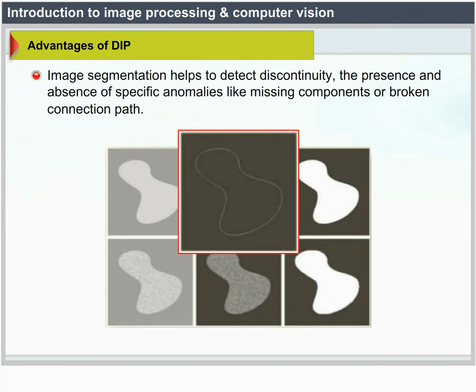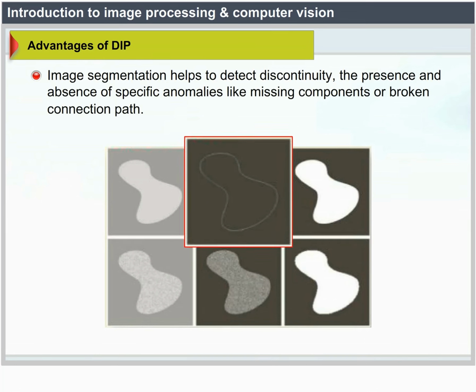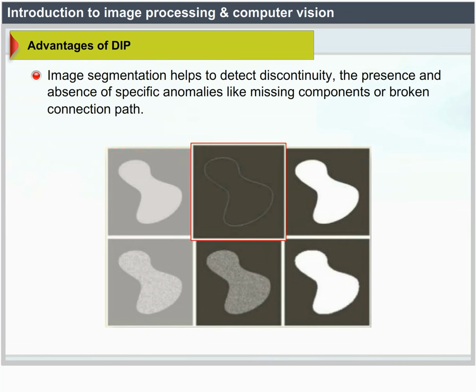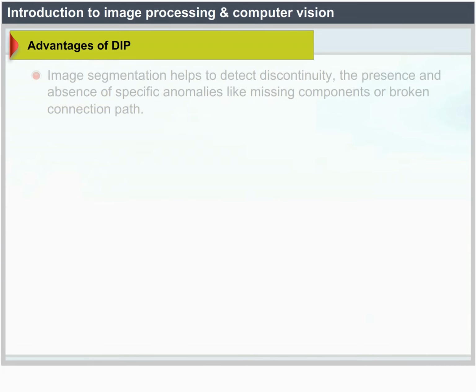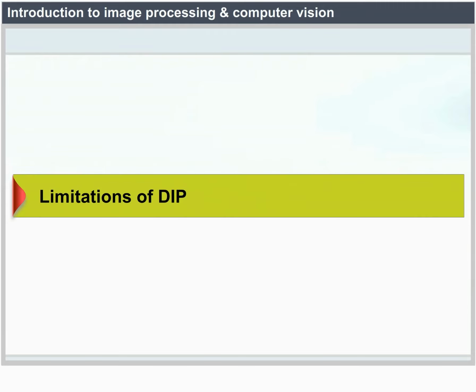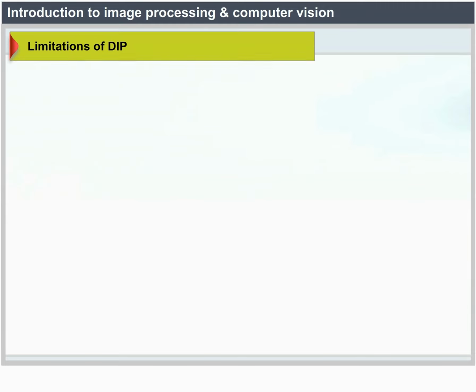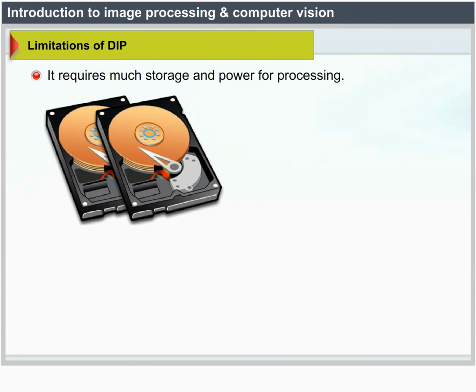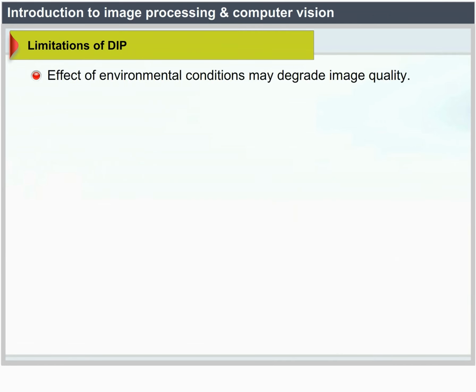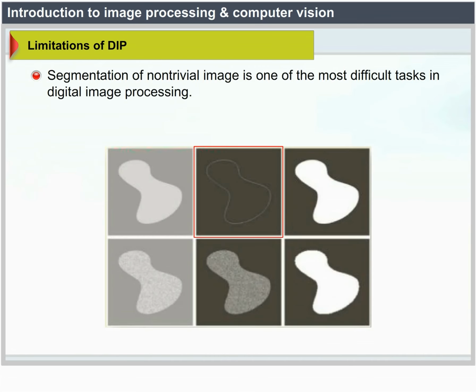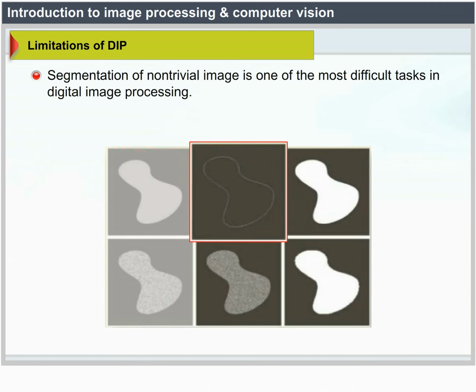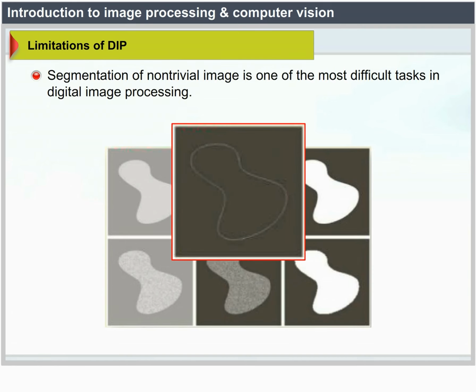Image segmentation can be used to detect discontinuity, the presence and absence of specific anomalies like missing components or broken connection path. Limitations of DIP. It requires much storage and power for processing. Effect of environmental conditions may degrade image quality. Segmentation of non-trivial image is one of the most difficult tasks in digital image processing.